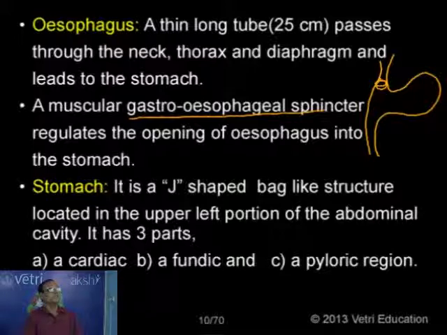Now it is differentiated into three parts. The part nearer to the entry of the esophagus is called the cardiac stomach. Then the main body, the fundic stomach, and later the pyloric stomach. So cardiac, fundic and pyloric are the three parts you have in the stomach in the human body. And each part has its own function, either secreting something or being concerned with storing. You'll see later.